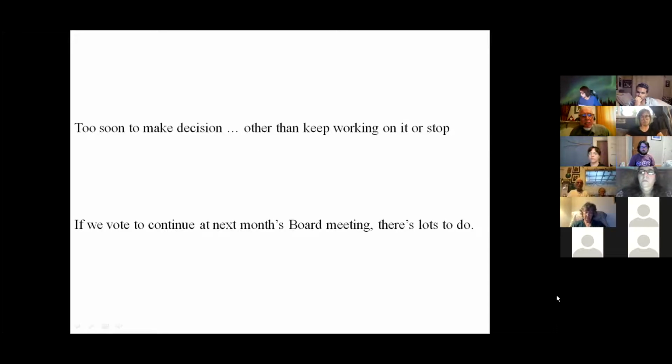As Ian mentioned at the beginning, it's too soon to make any decision other than, hopefully next month, voting whether to keep on with it or to stop working on it. If we vote next month, there's a lot of work to do. And it would make it much easier at next month's board meeting if you had had a chance to read the materials that Ian sent out for me.